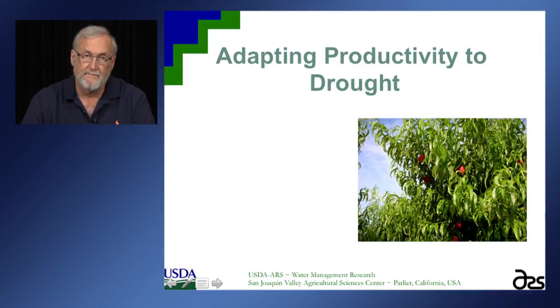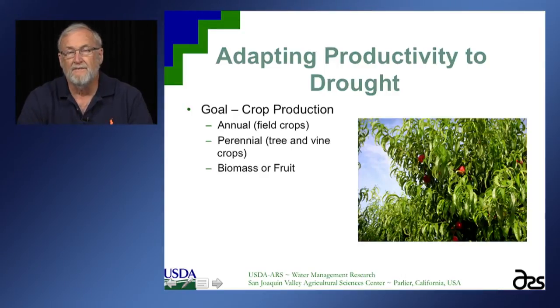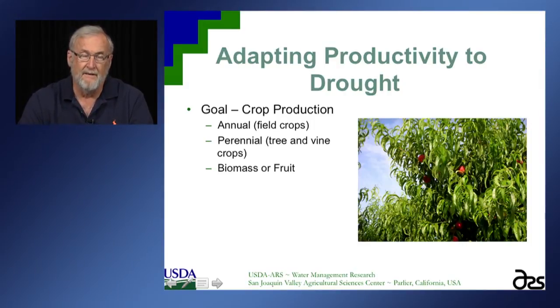So we're talking about productivity, and from an agricultural standpoint, really what we're talking about is crop production. That's the goal of any farmer, is to produce a crop. And you see we have some alternatives here. Certainly with annual crops, field crops, this is one strategy. The other one is perennial and tree crops. And what are we trying to produce, basically? Is either biomass or a fruit.